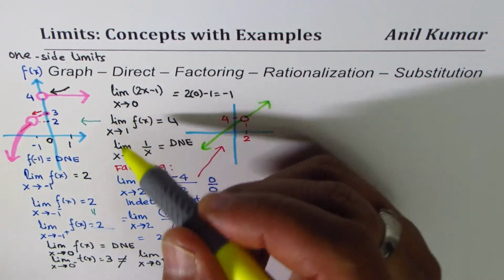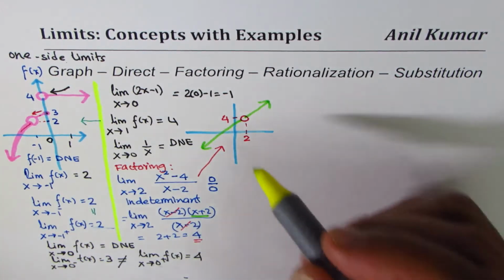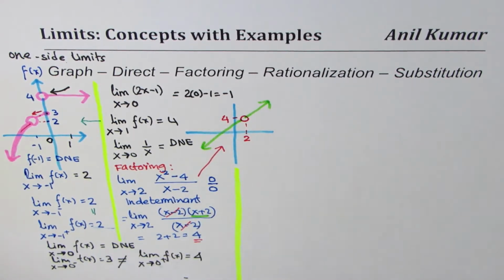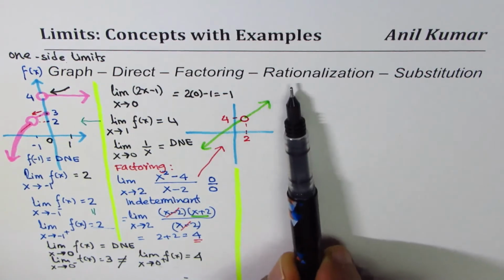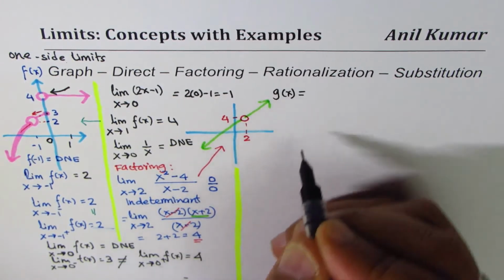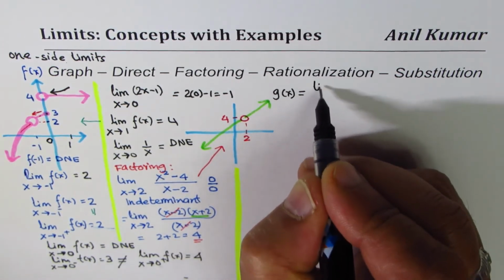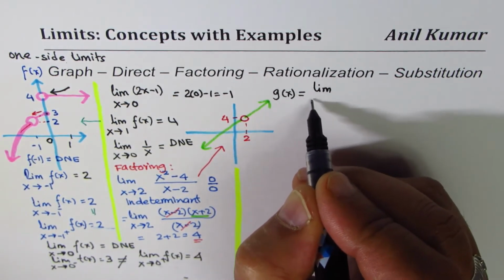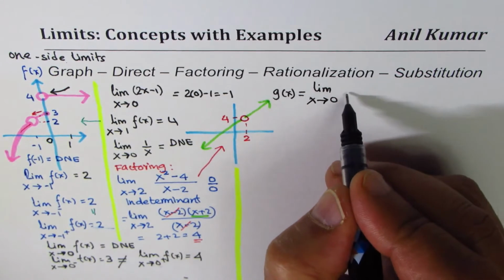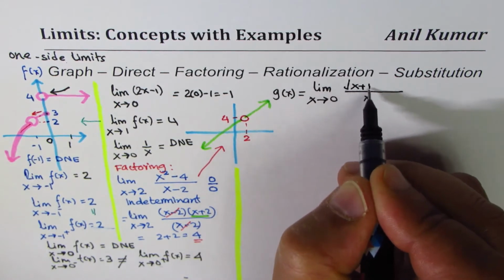So with that, we have covered how to find limit from the graph, how to find limit by direct substitution, and how to use factoring concepts to find limit. Now let's move on to rationalization. So if I have a function, let's say g of x is equal to, if we have a square root kind of thing, right? In that case, rationalization is a good option. Let's say we have a function where x approaches 0, and something which makes the denominator 0, we'll put this x, and the numerator as square root of x plus 1.